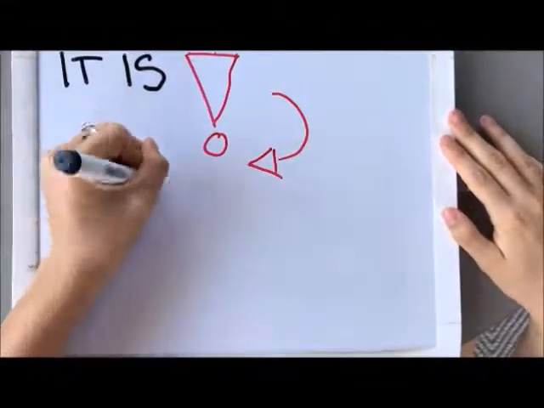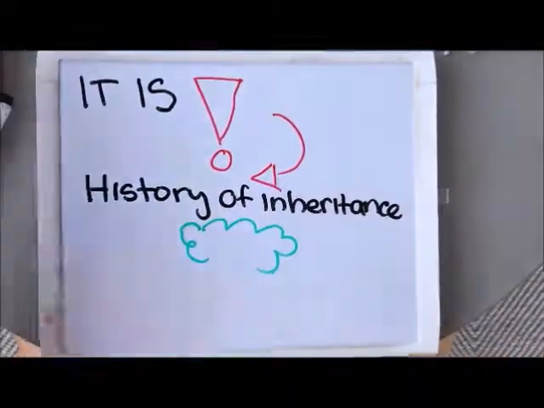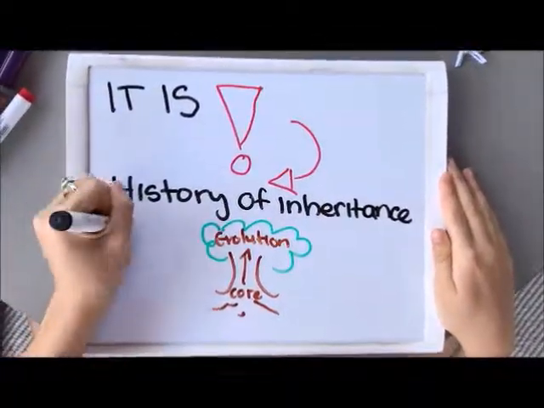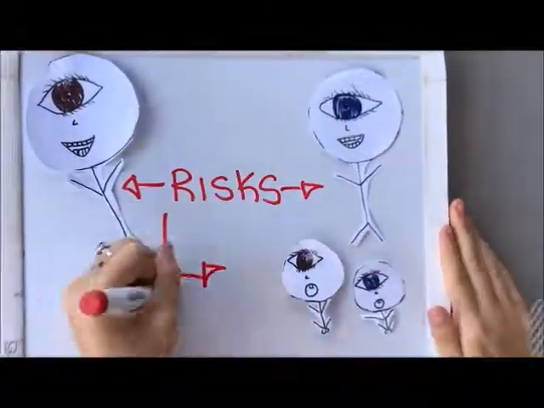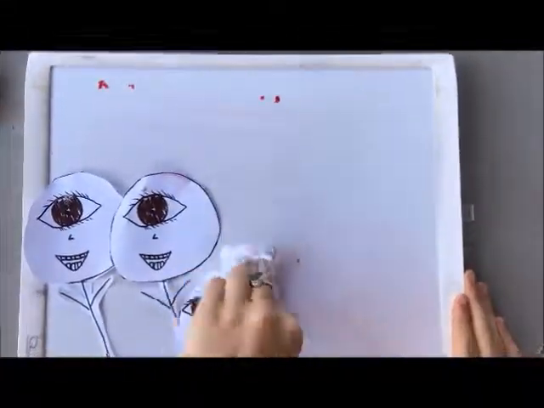It is important for us to know the history of inheritance as it is the core of our evolution and can answer many questions on how diseases or traits are inherited. Family history can provide couples with the risks of possible diseases, genes, and traits that a child may inherit.